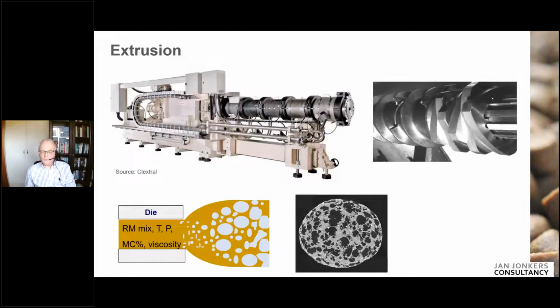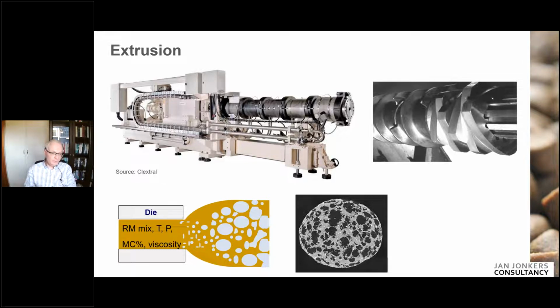Then, for those of you who have extrusion implemented in the plants, if you have extrusion, then you have an expanded product. So you have some kind of porosity in the product. And porosity has also a direct link with the quality. So a lot of factors can be varied in the extrusion process. And by this, you can also influence the porosity and the structure of the pellet.